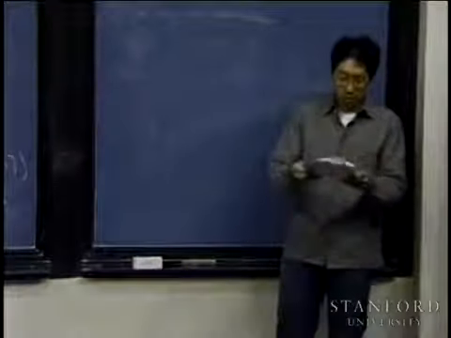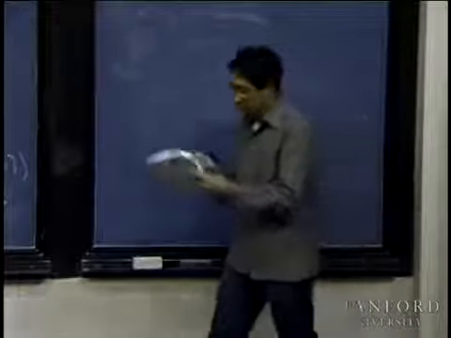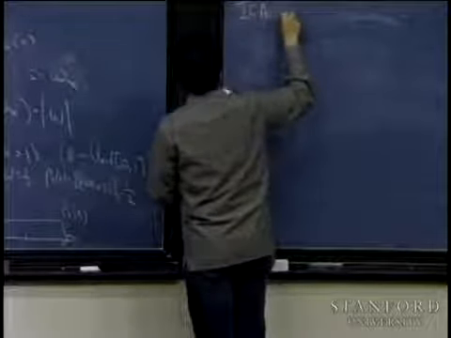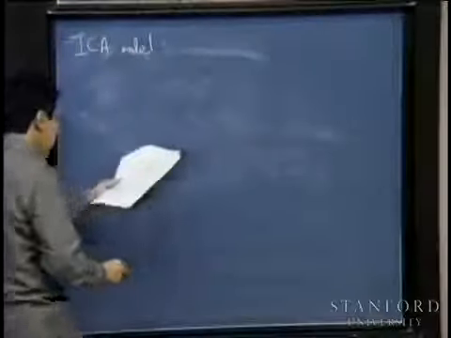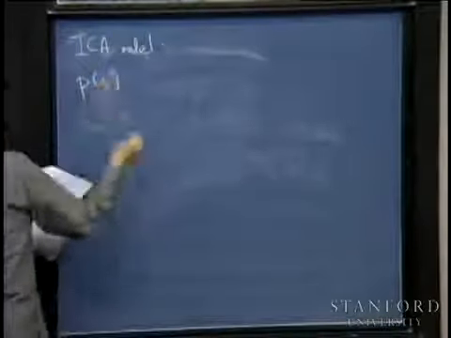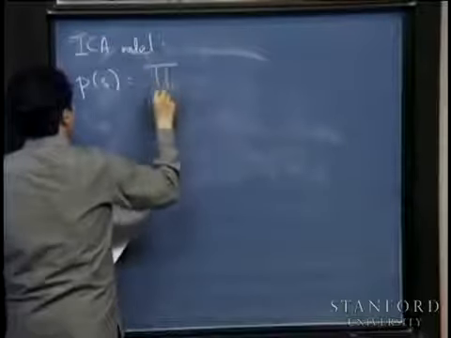Okay. So we're nearly there. Here's how I can implement ICA. So my distribution on S, right?